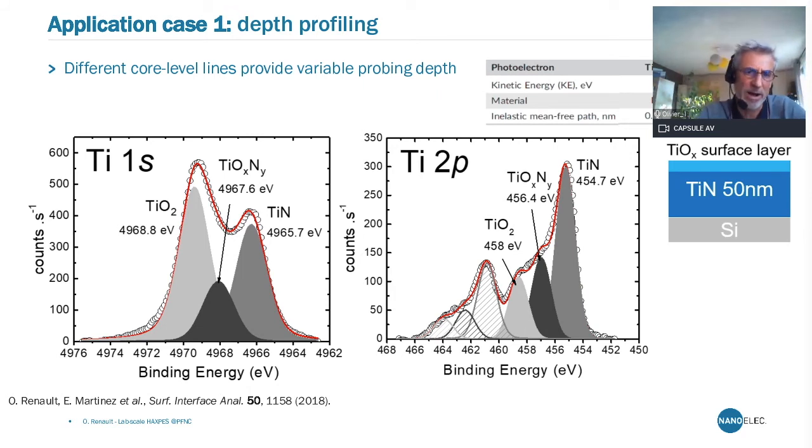This is the reason why on the titanium 1s spectrum, you have mostly the contribution of the surface oxide. When you look at the titanium 2p spectrum, you see immediately that the contribution of the bulk, the unoxidized nitride, is very much enhanced. Conversely, the contribution of the surface oxide is drastically decreased. So by analyzing two different kinds of core level lines, you can perform this non-destructive depth profile, so to speak.